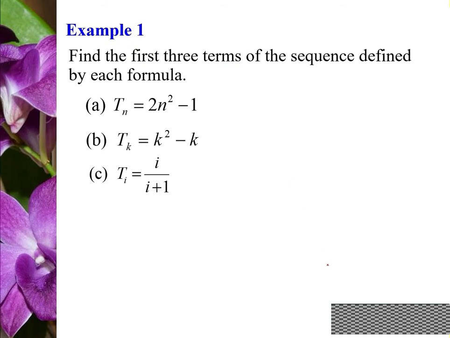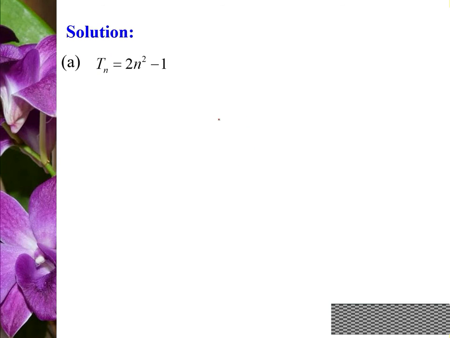Example 1. Find the first 3 terms of the sequence defined by each formula. Tn here is the general term of the sequence. This question wants you to find the first 3 terms of the sequence. That means we want to find T1, T2, and T3. Since we already have the general formula of the terms, we can just substitute n to be 1, 2, and 3. I'll show you how you do this.